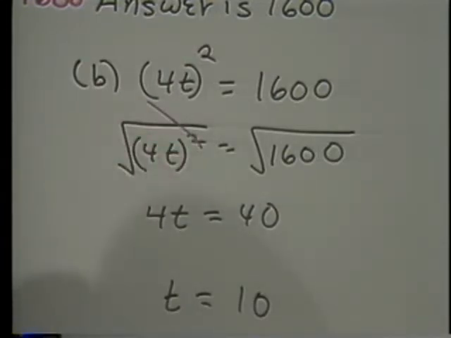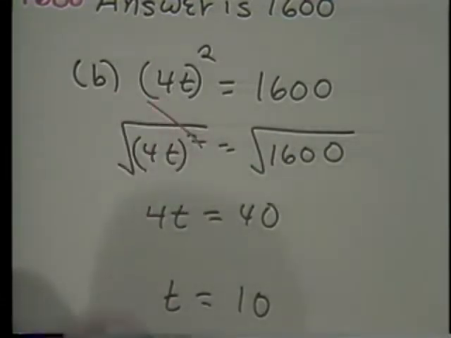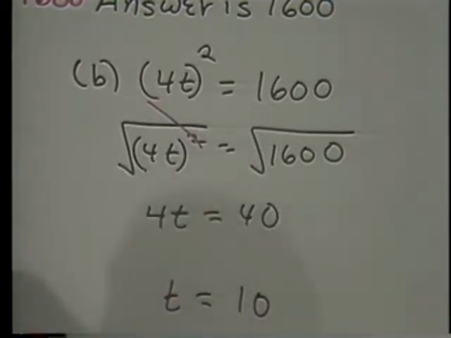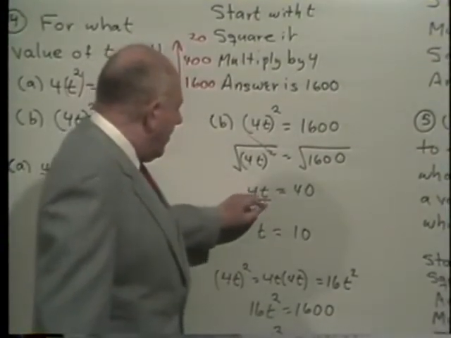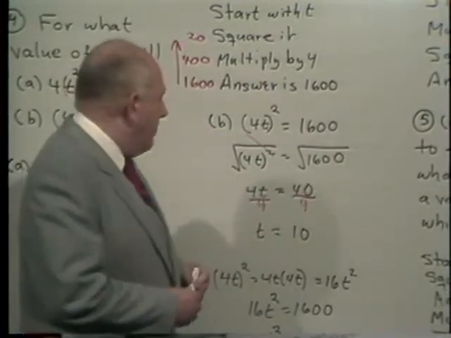That's 4t. But if I take the square root of one side, I have to take the square root of the other side. What number multiplied by itself gives 1600? 4 times 4 is 16. So 40 times 40 is 1600. So that gives me that 4t is 40, and that gives me that t is 10. Why is that? Because t is supposed to stand by itself. Since it's being multiplied by 4, to undo multiplying by 4, I divide by 4.